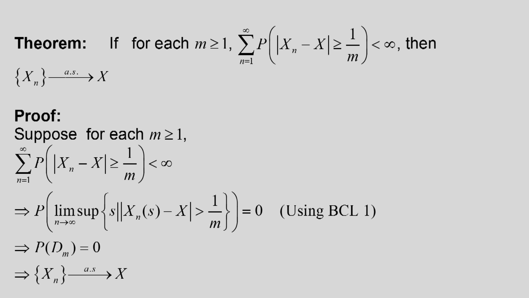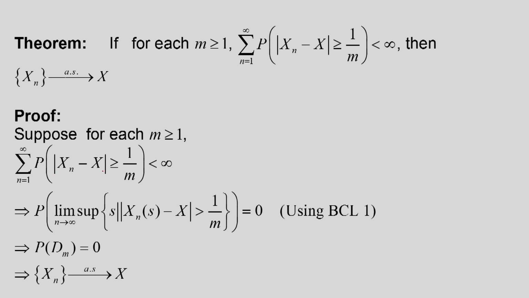So we have to consider the probability of deviation for each m and then sum up. If this sum is less than infinity, then xn converges almost surely to x. Suppose for each m greater than or equal to 1, this sum is convergent. So what does it mean?